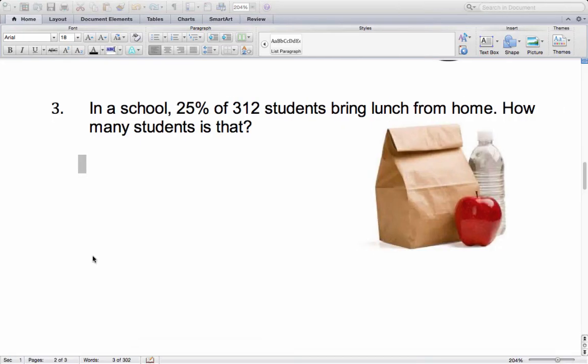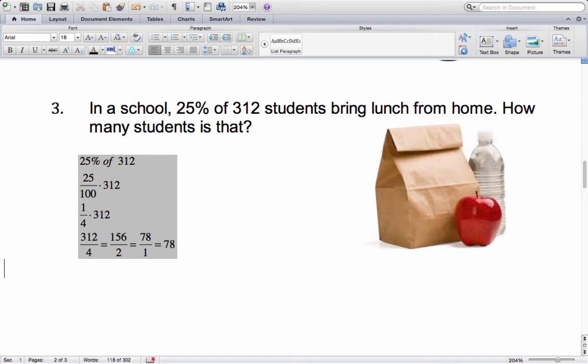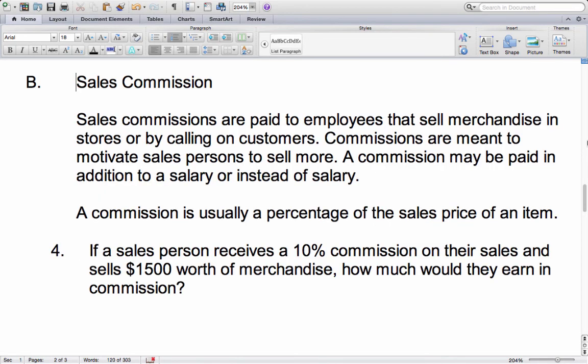So what does that mean? Let's go back to our problem. It says, how many students is that? So 78 students bring a lunch from home. They're not buying lunches at school in this situation.